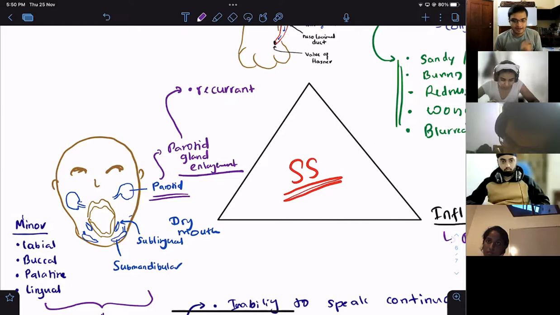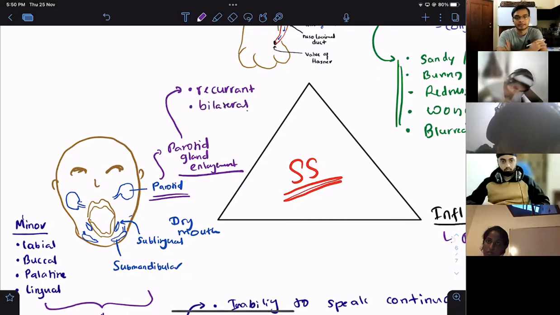At the same time, just remember in Sjogren's, it is usually bilateral in nature. This parotid enlargement is usually bilateral. Why? This is an autoimmune disease, so both parotid glands are going to get affected. If it is not bilateral, we have to consider other conditions. It can be a carcinomatous condition, it can be a benign tumor or whatever. But in Sjogren's, it's usually bilateral and recurrent in nature. If it is persistent in nature, suspect lymphoma.